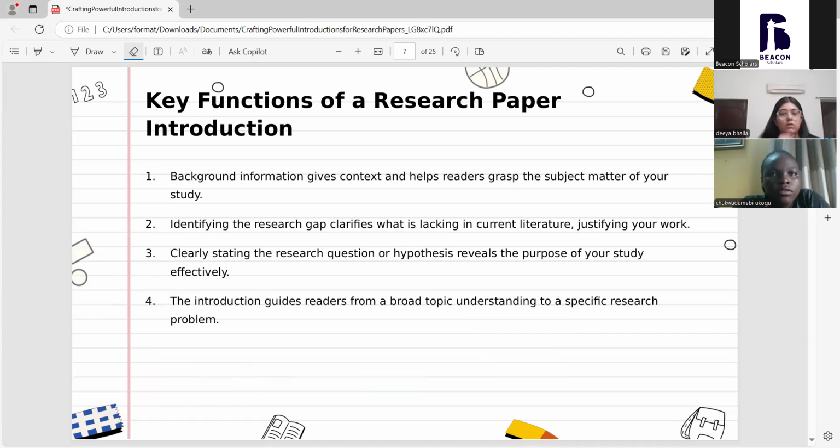Any other question? Typically, how many words should your introduction be? Usually it's 500 words. It's not exactly 500. You can make it whatever you want, ranging from 400 and not more than 800 words. Okay, any other question?